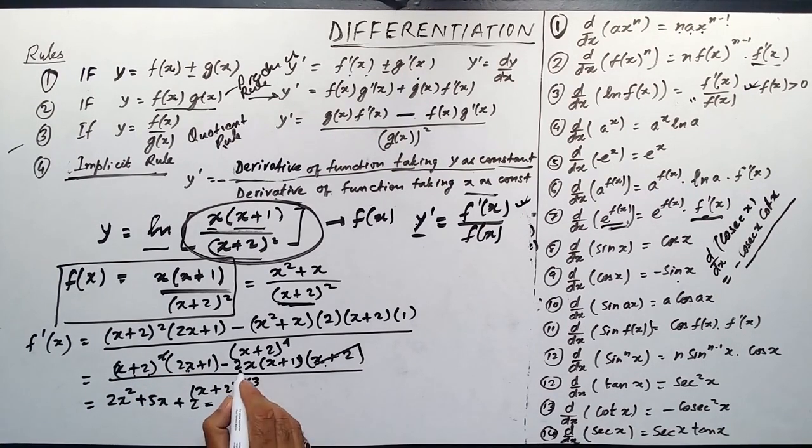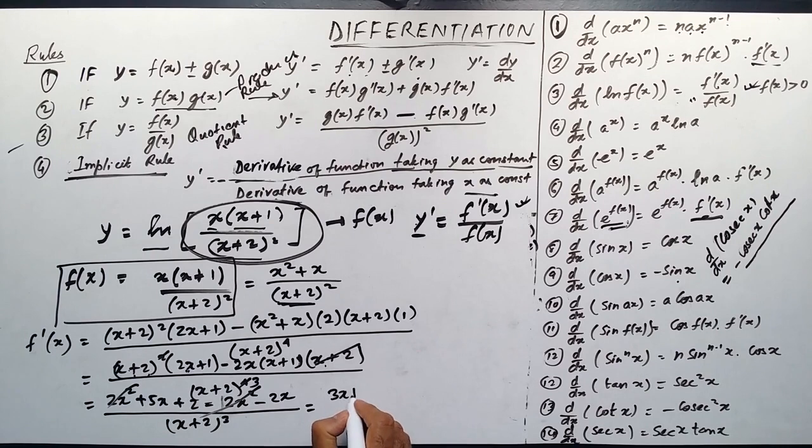Now this is equal to 2x into x, which is 2x squared, minus 2x into x, which is minus 2x squared, and minus 2x into plus 1 is minus 2x, right? Okay, and we have the denominator x plus 2 whole cube. So this is evaluated. This is 2x squared, this is minus 2x squared, it cancels. 5x minus 2x is 3x. So we get a very simple expression, 3x plus 2 upon x plus 2 whole cube.